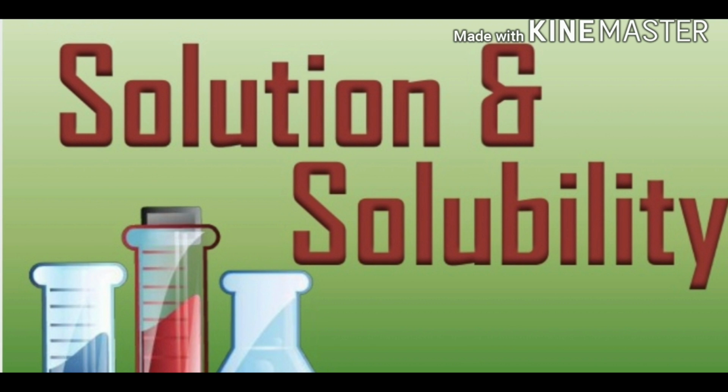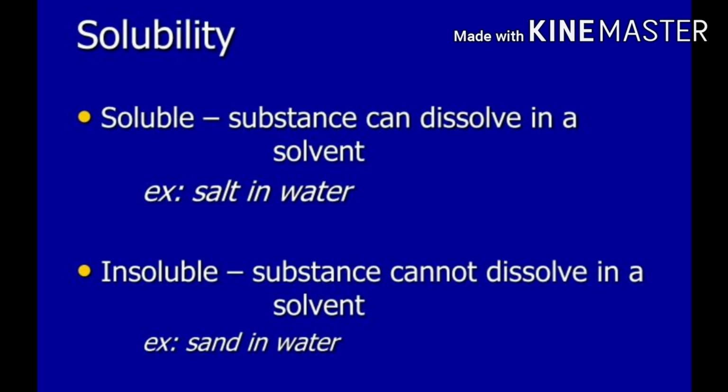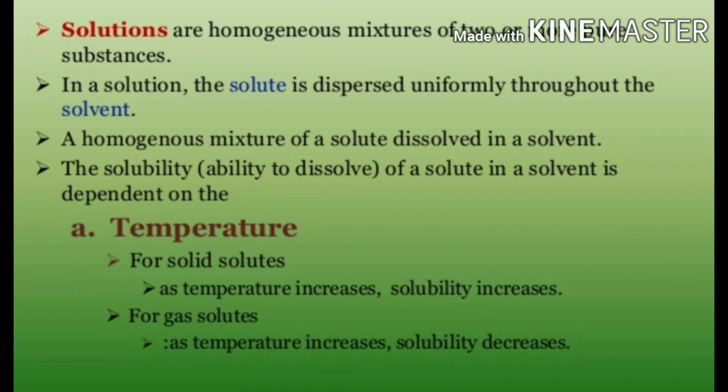A solution is formed when a solute dissolves in a solvent. So in water as the solvent, when salt or sugar as a solute dissolves, it forms a solution. So salt is called soluble, whereas sand does not dissolve in water, so it is called an insoluble substance. When salt dissolves in water, it makes a homogeneous mixture or solution.